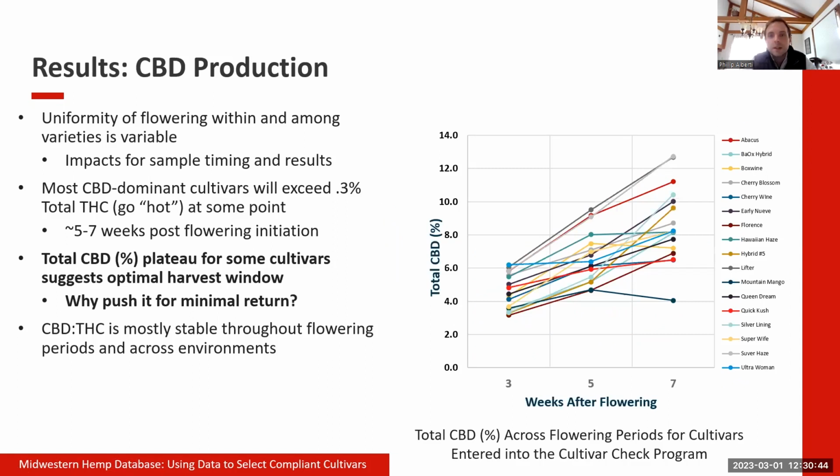Total CBD. CBD production is what drives profit potential, essentially, in hemp. And so total CBD plateaus for certain cultivars and will change based off of a genetic, but it becomes very important to understand the relationship between when CBD is maximized and when THC becomes non-compliant, because it's a tightrope walk that you have to make to try to get the most profitability out of your field while reducing risk for non-compliance.